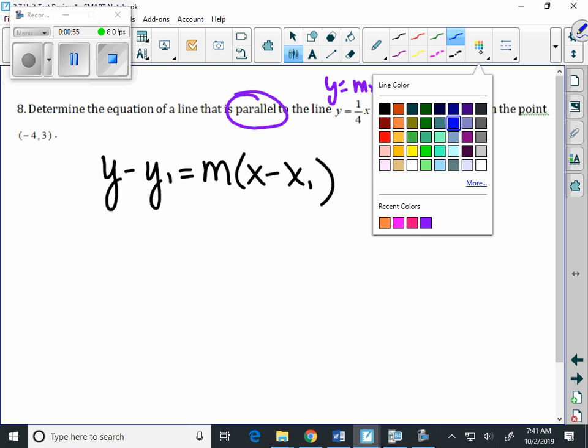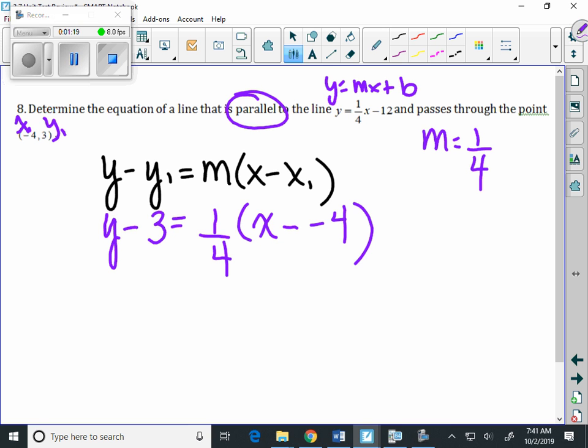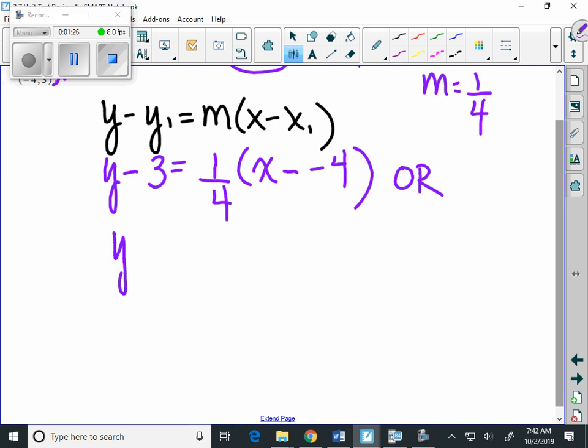Some other information here is that x1 is -4 and y1 is 3. You can fill that in. So this problem becomes y minus 3, there's our y1, equals m, that's what we found a moment ago, the 1/4, times x minus a -4. And again, to the best of my understanding, you can leave your answer like that on the state test. I just want to remind you that a minus a negative is the same thing as a plus positive.